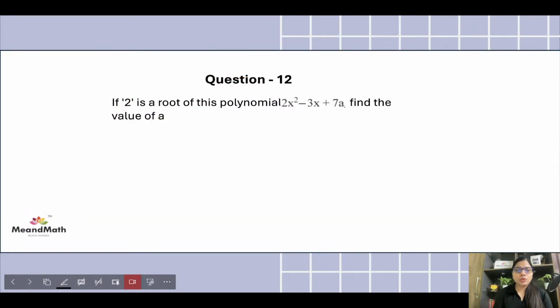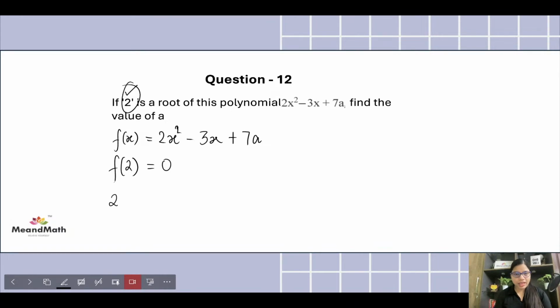This time, if 2 is the root of this polynomial, find the value of a. It is given that 2 is the root of the polynomial and we have to find the value of a. So how do we do that? Our f(x) is 2x squared minus ax squared, basically, minus 3x plus 7a. Because 2 is the root of the polynomial, when you do f2, it would be equal to 0. That means you substitute the value of x to be 2 there.